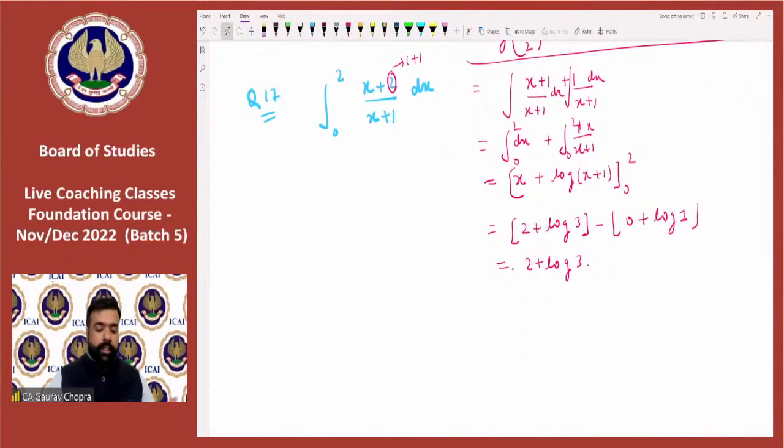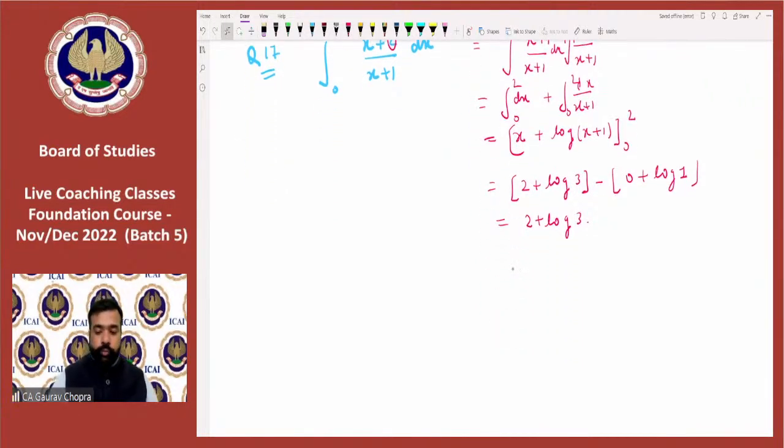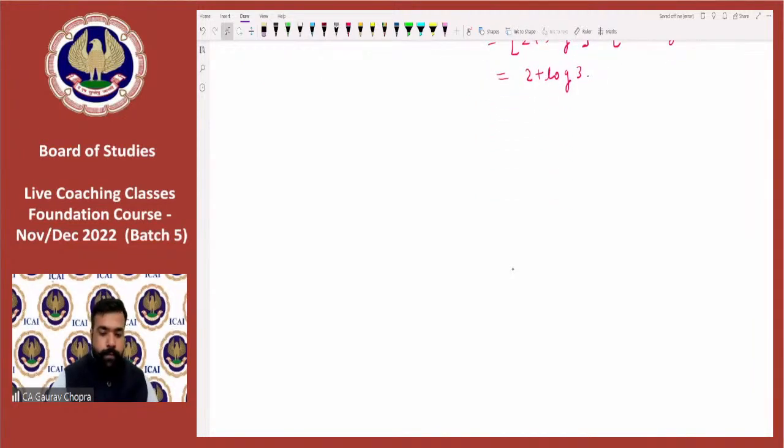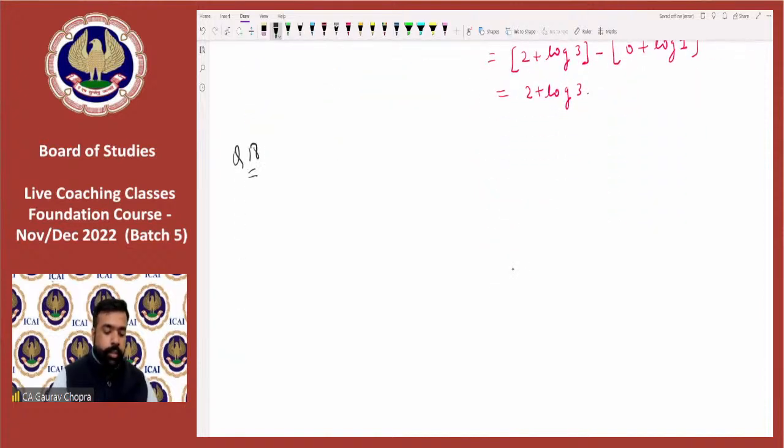So many different varieties are, I think, covered now and revised now. Then one more, question 18: integral from 1 to e square of dx upon x times 1 plus log of x base e, and then whole square. Now this is the question.